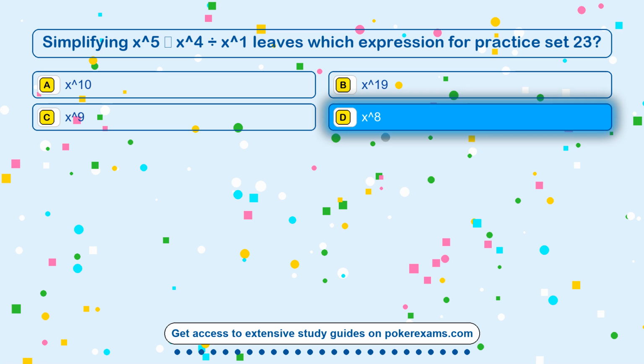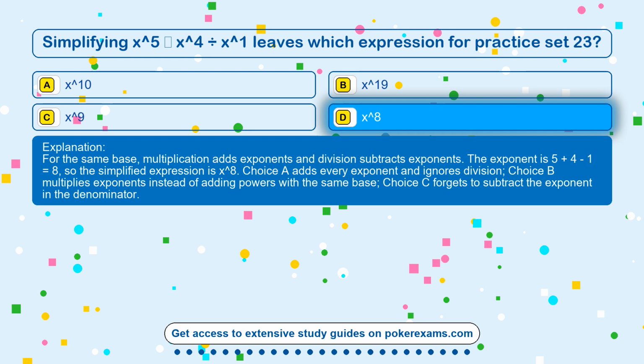The correct answer is option D, x^8. For the same base, multiplication adds exponents and division subtracts exponents. The exponent is 5 plus 4 minus 1 equals 8, so the simplified expression is x^8. Choice A adds every exponent and ignores division. Choice B multiplies exponents instead of adding powers with the same base. Choice C forgets to subtract the exponent in the denominator.